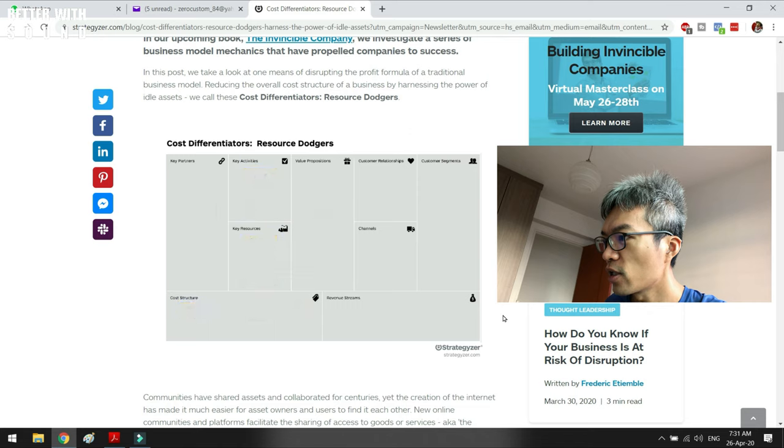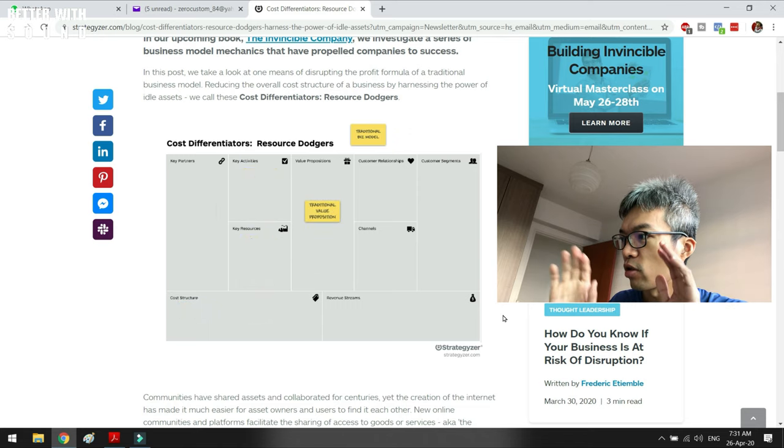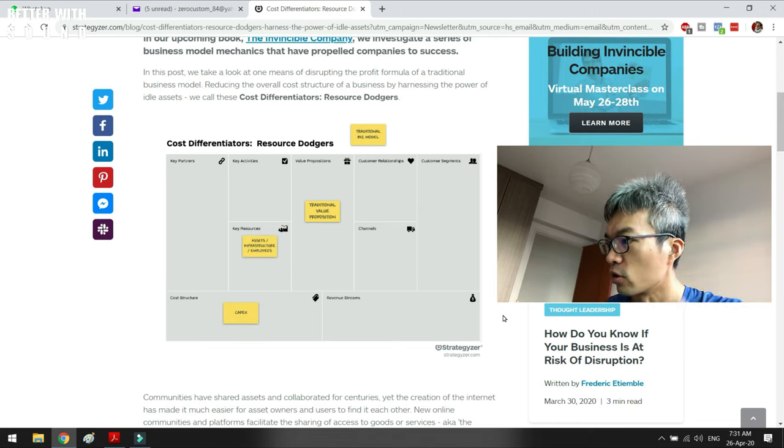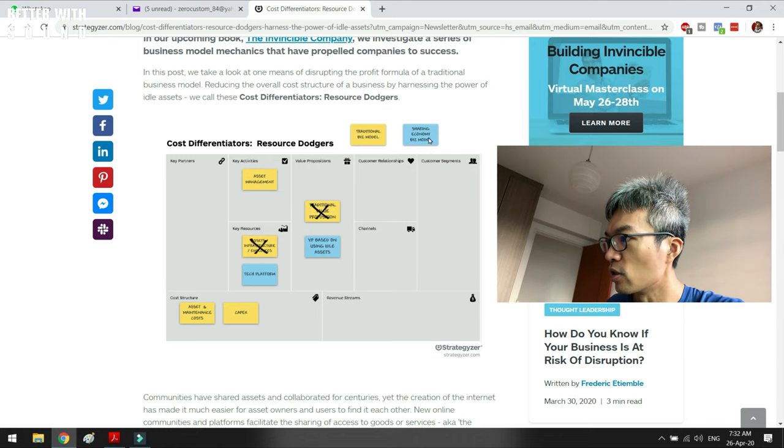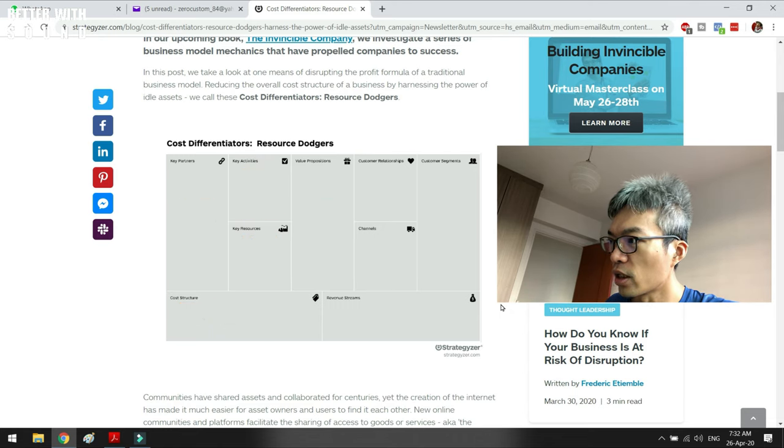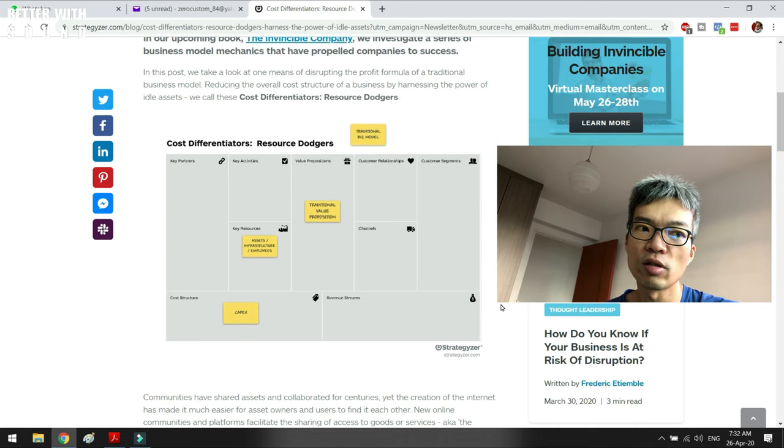What it's doing is showing the difference between traditional business models and new models. You see that all in yellow is appearing at the left side, whereas the new sharing economy business model, this is how they do it. I'm just going to put the link in the video description so that you can read it.